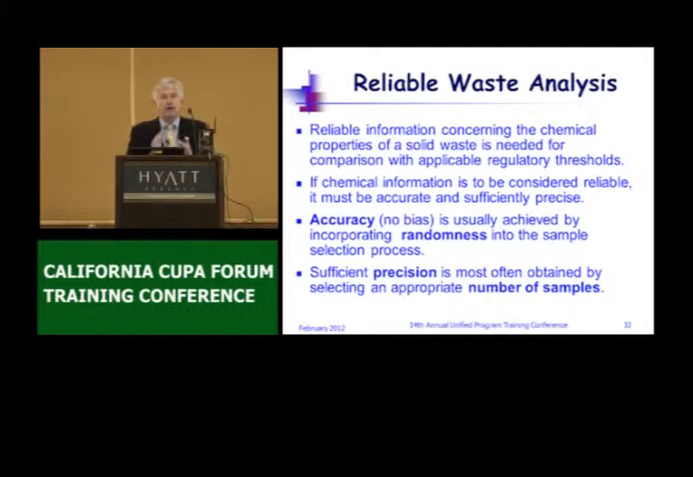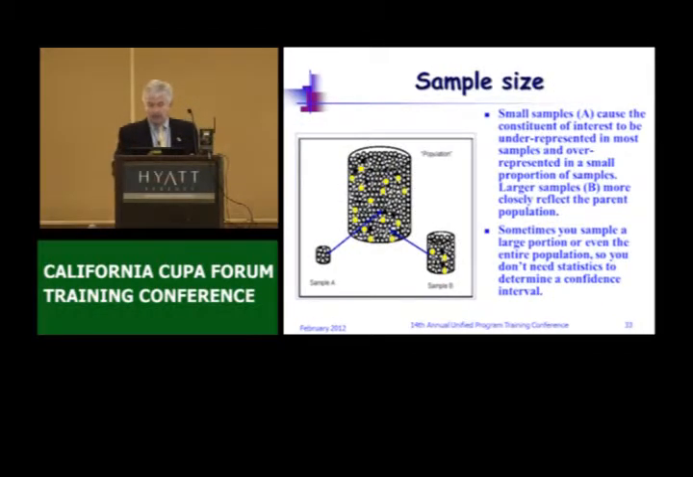So we need reliable information. And to be reliable, it must be accurate and sufficiently precise. Accuracy is no bias, and usually it's obtained by having a truly random sampling. And precision is a function of the number of samples you take. Make sense?